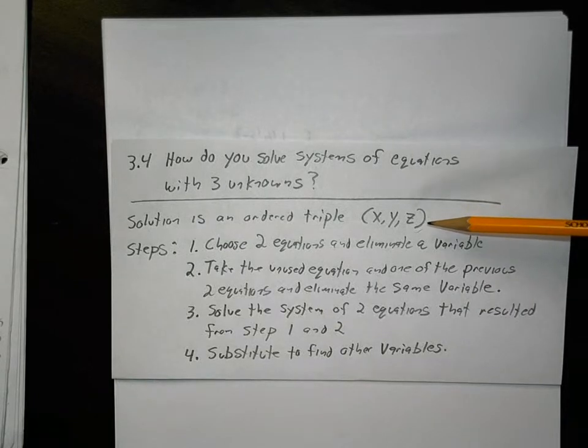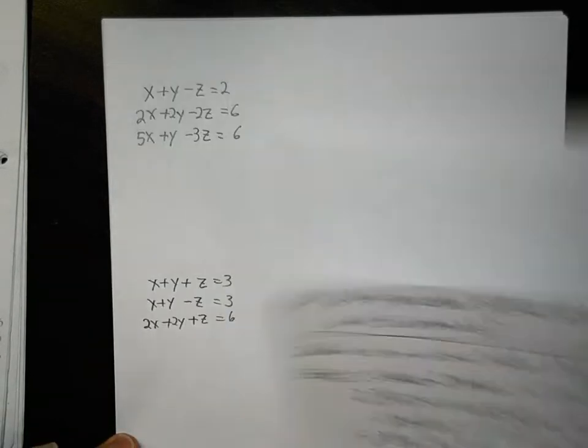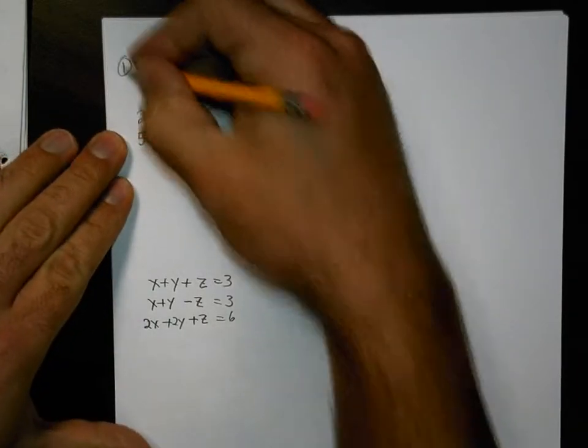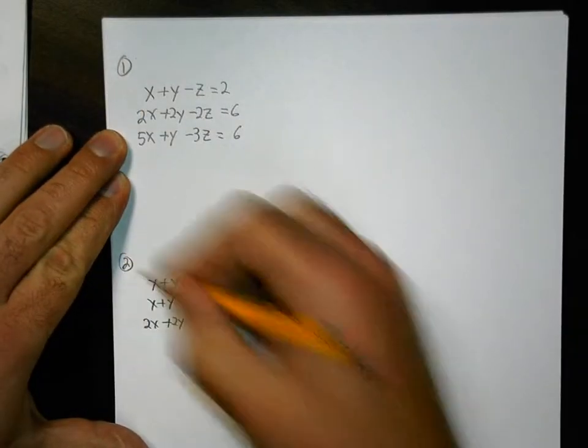In this video we're going to extend that and look at a couple of special cases, and then also look at a word problem that turns into a system of three equations and three unknowns. Okay, so let's look at these two examples here. Call this example 1 and example 2.